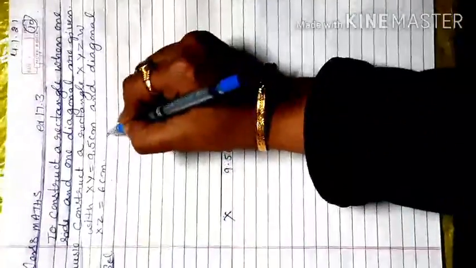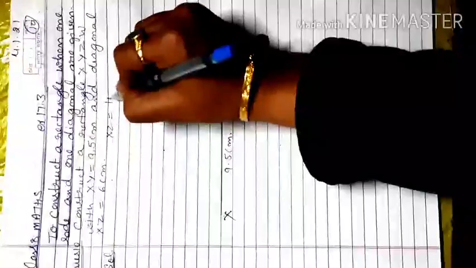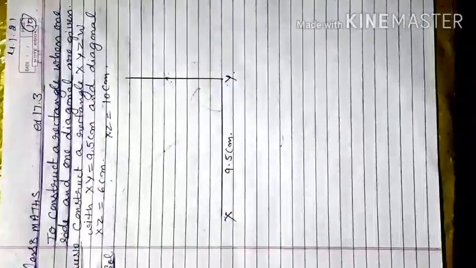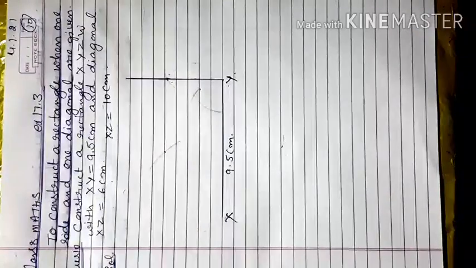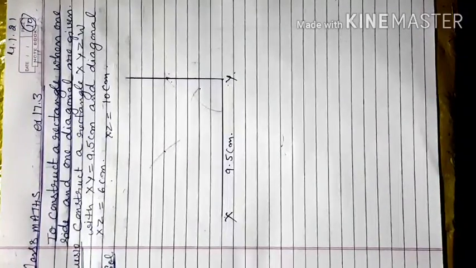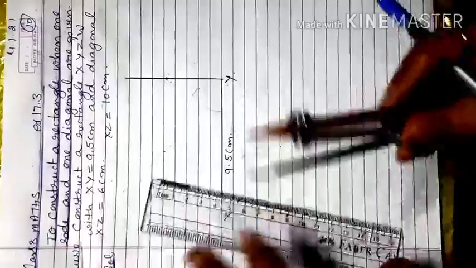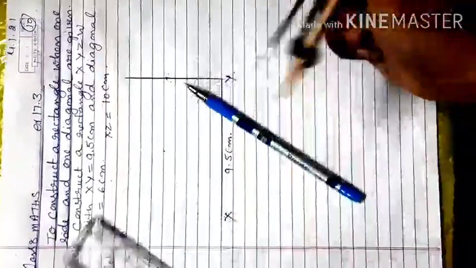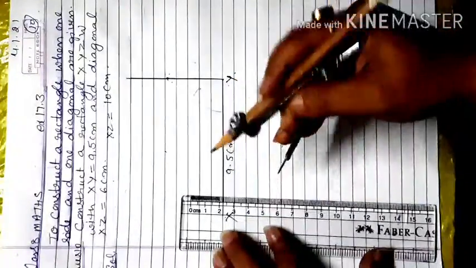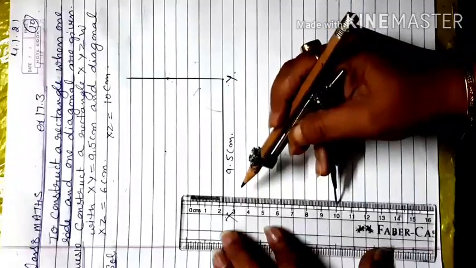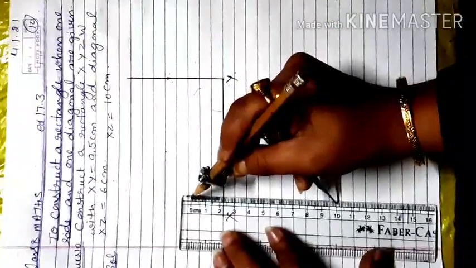So I consider here, suppose xz is equal to 10 centimeter. I will increase from 9.5, because I consider my diagonal will be more than xy. So I will take it here as 10 centimeter. What I will do here is open this 10 centimeter from the scale, because diagonal measurement is always more than the measurement of the side. Diagonal joins the two corners of the figure, so it will not be less than the side.